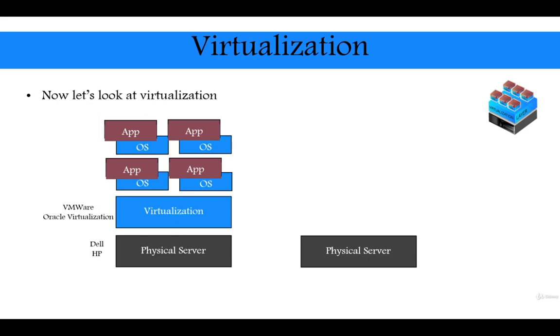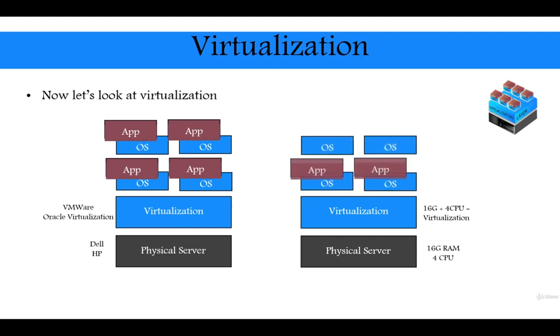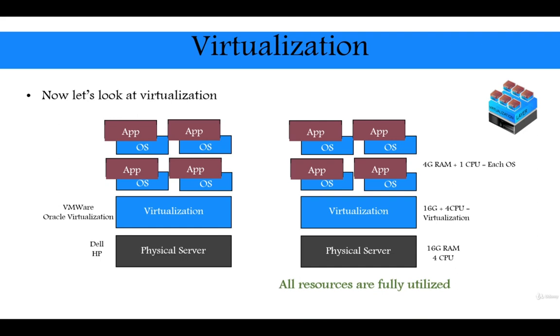Now, what's the advantage? Let's look at the advantage. Going back to the physical server with 16 gig of memory and 4 CPU, you install a virtualization layer which takes up all your memory and CPU. Perfect. Then you have the operating systems, then applications, and each of those operating systems has 4 gig and 1 CPU. So each of those operating systems is given all those resources. What happens then? All resources are fully utilized, not wasted. See how we could take the full advantage of all those resources?